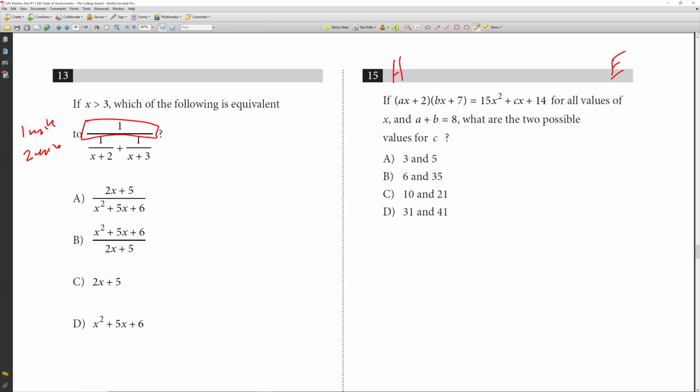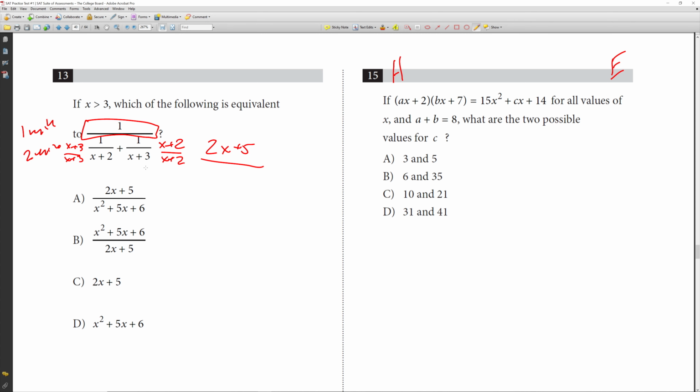So you multiply the second term by x plus 2 over x plus 2, which is really 1. And you multiply the first term by x plus 3 over x plus 3, because that's also equal to 1. So you haven't changed anything. In the numerator of the denominator, you have 2x plus 5 over.